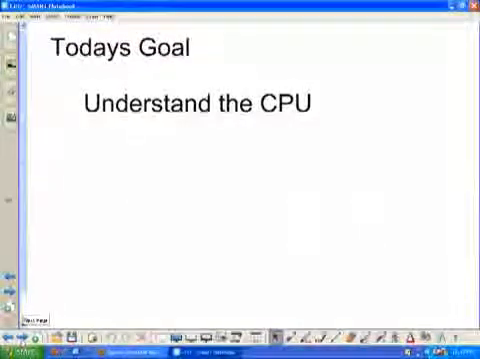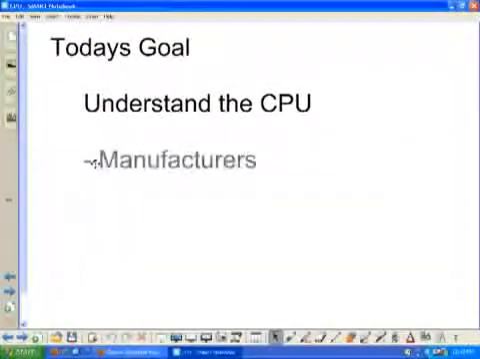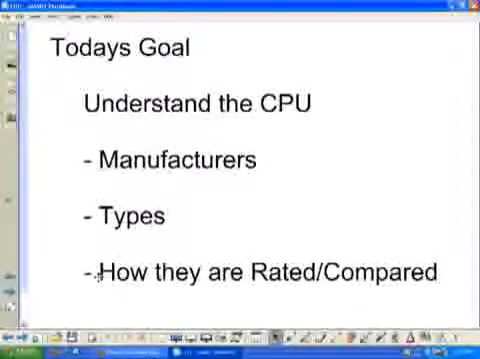So, new project, our new next section. Still really chapter 4 because it all goes together, but today is about understanding the CPU, and that's all we're talking about, the processor. We're going to talk specifically about the different manufacturers, different types, and how they're rated or compared.